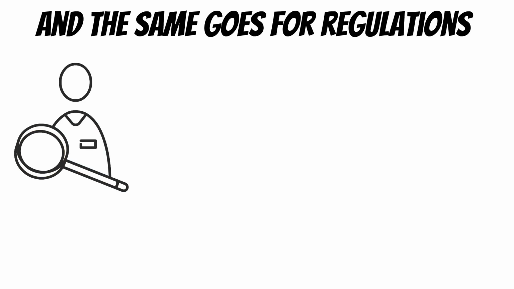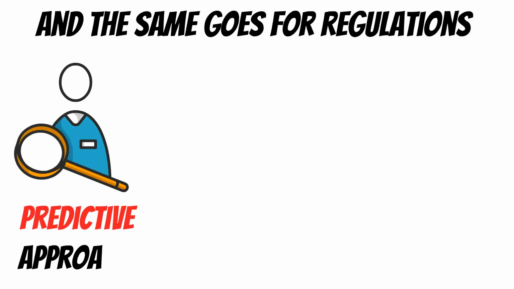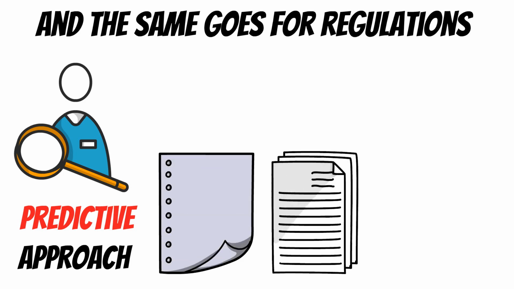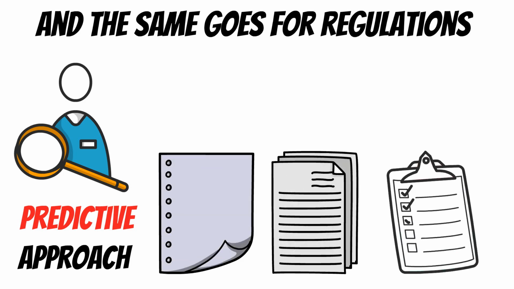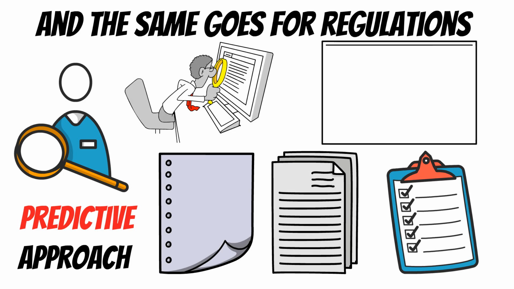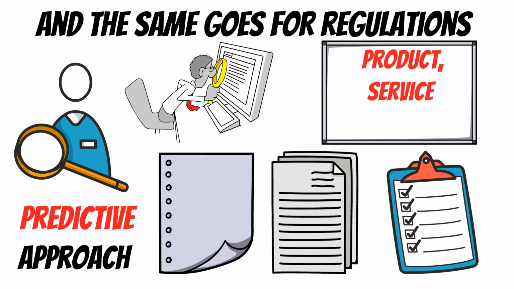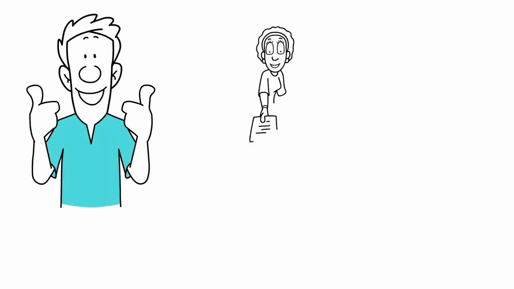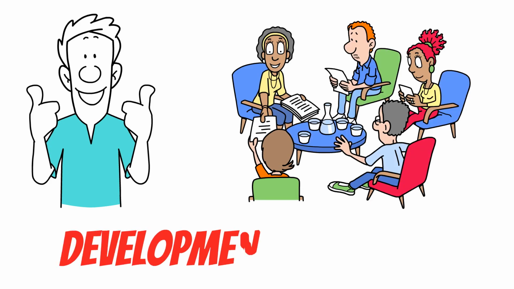And the same goes for regulations. If you have significant regulatory oversight, you may need to use the predictive approach due to the required process, documentation, and demonstration needs. You should take into consideration the type of product, service, and result that you are trying to solve and match it appropriately with the development approach. That will help you and your project team manage the life cycle of the project.